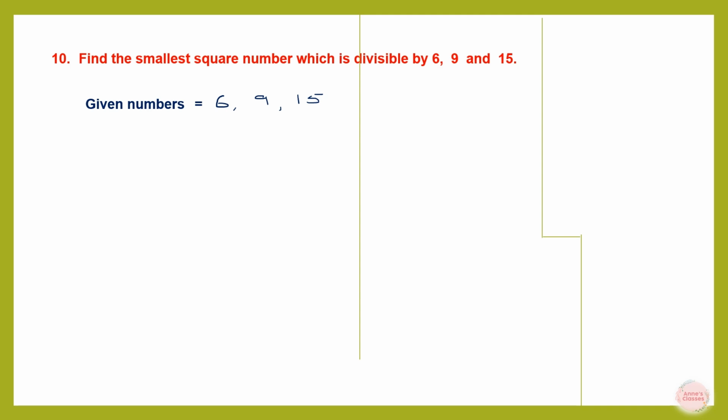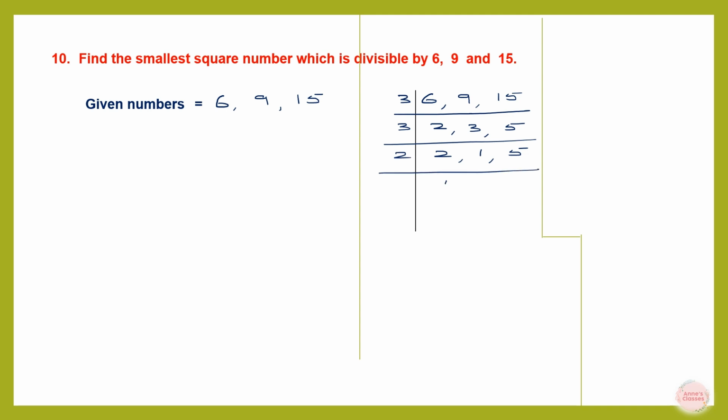So let's find the LCM, least common multiple of all three. So let's do that. Let's find the LCM of 6, 9 and 15. Let's start with 3 itself. So that will be 3 2s are 6, 3 3s are 9, 3 5s are 15. Let's continue with 3. So we bring down 2, 3 1s are 3 and 5. Now we go to 2, 2 1s are 2, 1 and 5. Then we continue with 5, 1, 1 and 1. So what is our LCM? Our LCM is 3 into 3 into 2 into 5.